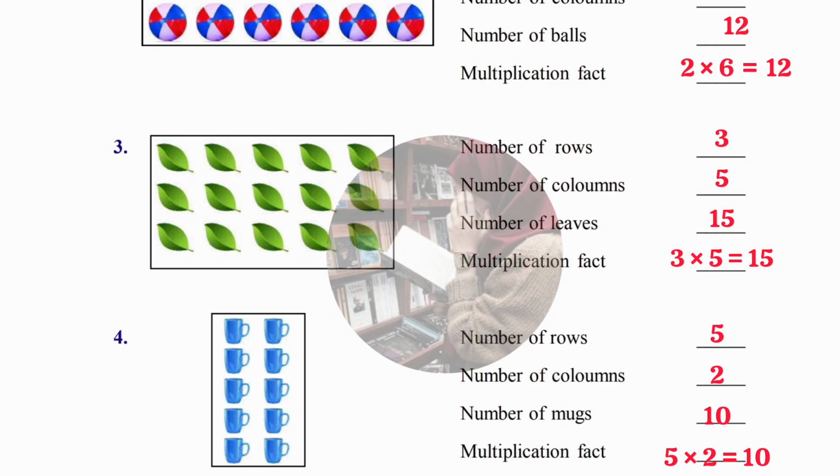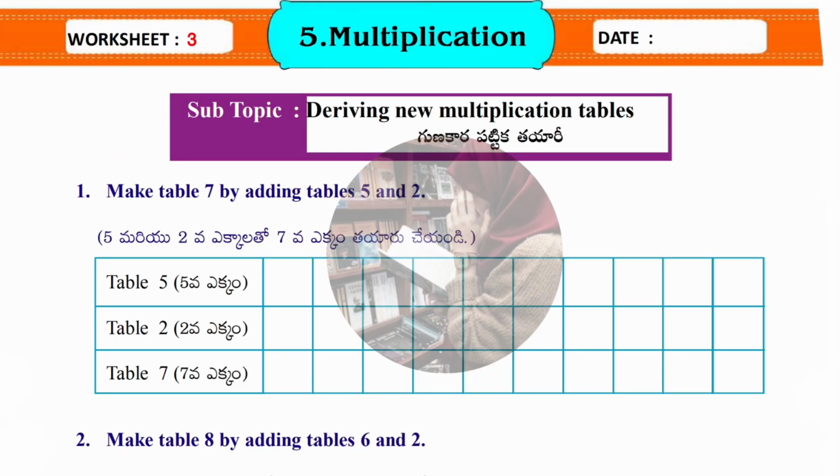Got it, guys? Now we'll move to the next worksheet, that is worksheet number 3. Okay, here the subtopic is deriving new multiplication tables. Let's see, here in the first one we have: make table 7 by adding table 5 and table 2. We have to make the table 7 by adding table 5 and table 2.